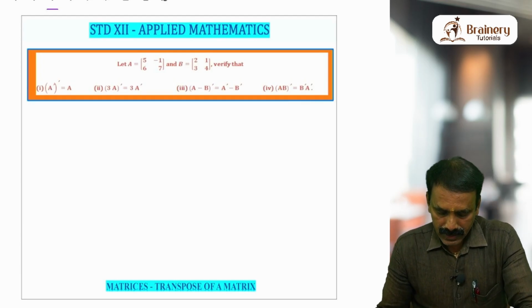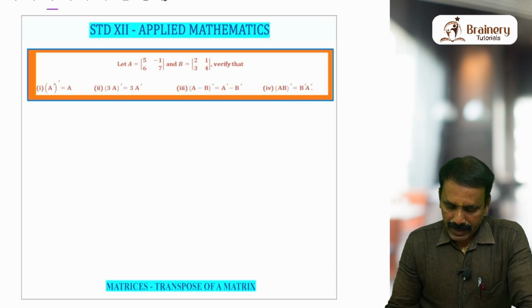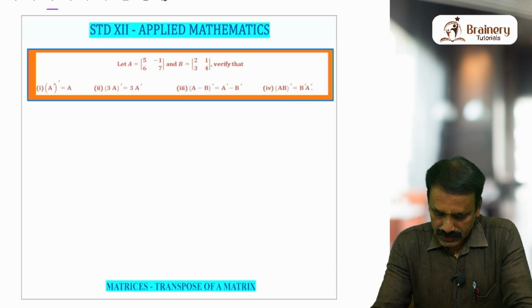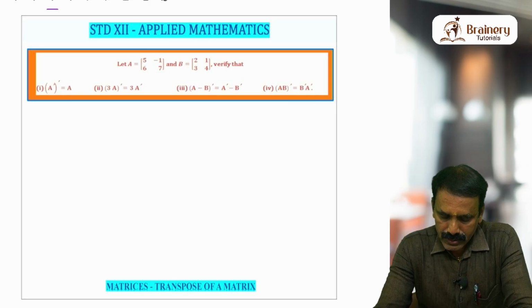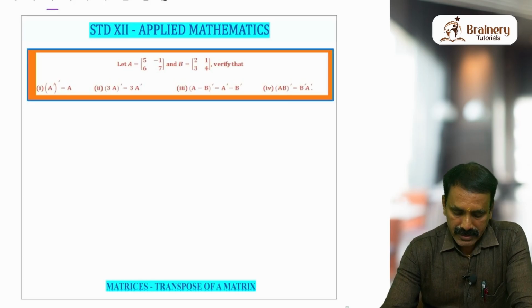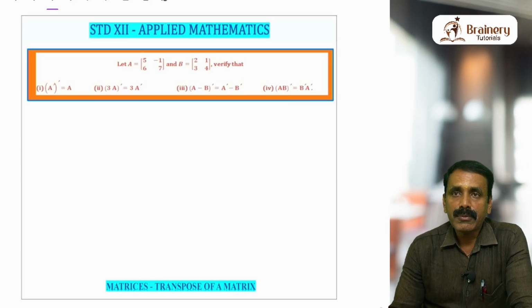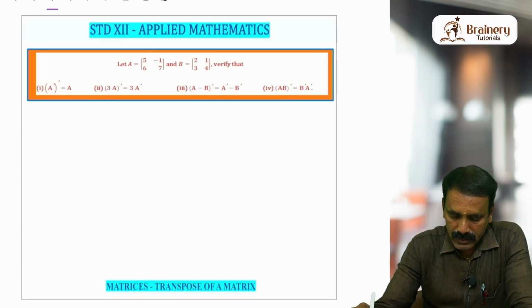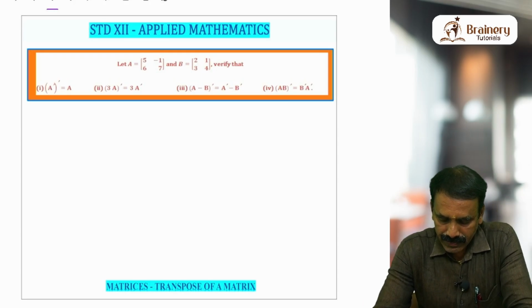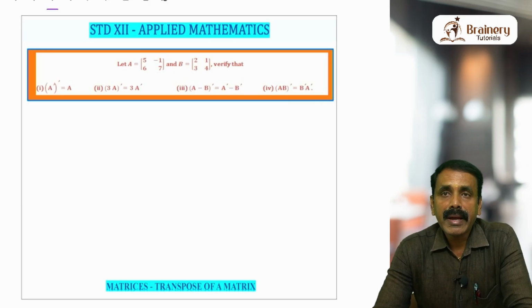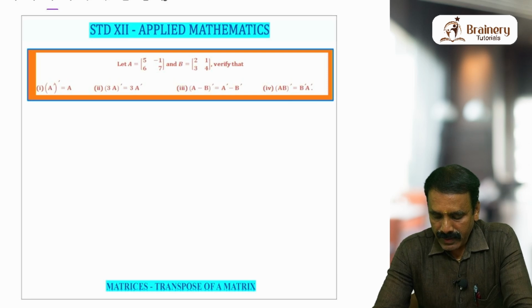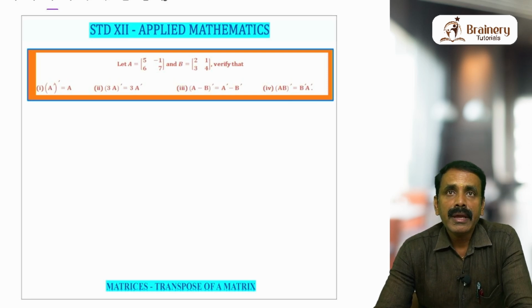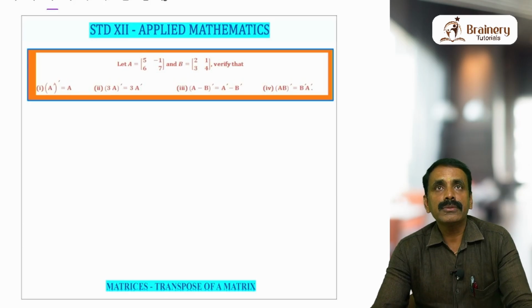Now see this problem. A is equal to 5 minus 1, 6, 7. B is equal to 2, 1, 3, 4. We are going to verify 4 properties. The first one is A transpose, whole transpose is A itself. Second one, 3A whole transpose is equal to 3 into A transpose. Then A minus B whole transpose is equal to A transpose minus B transpose. Last one, AB whole transpose is equal to B transpose A transpose.